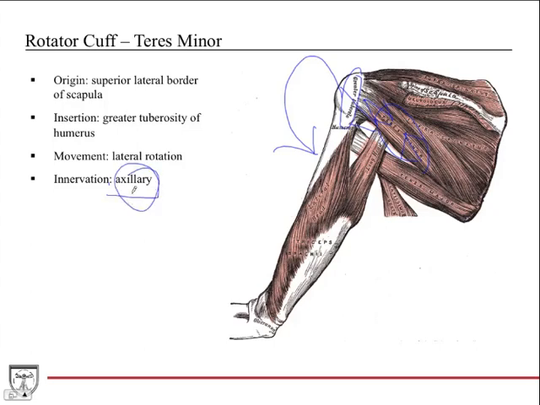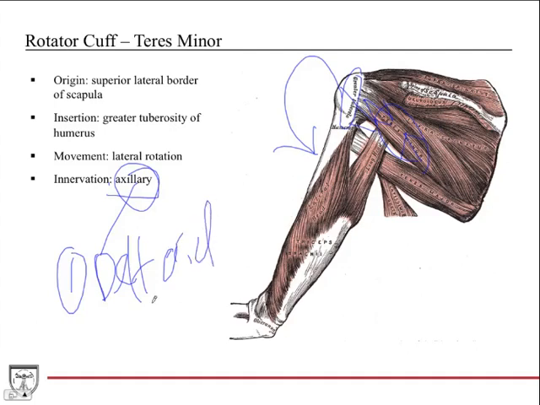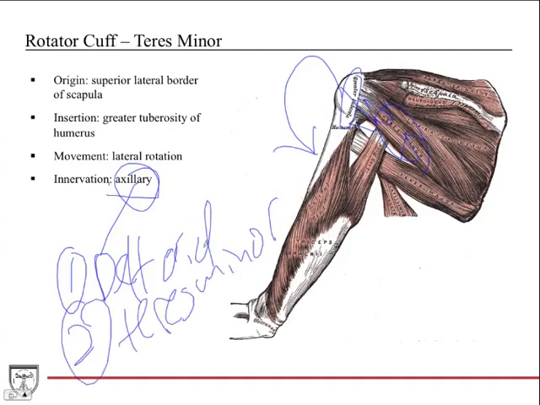Axillary nerve. So axillary nerve is two things: deltoid and teres minor, okay? So if you lose axillary nerve, you lose both of these.